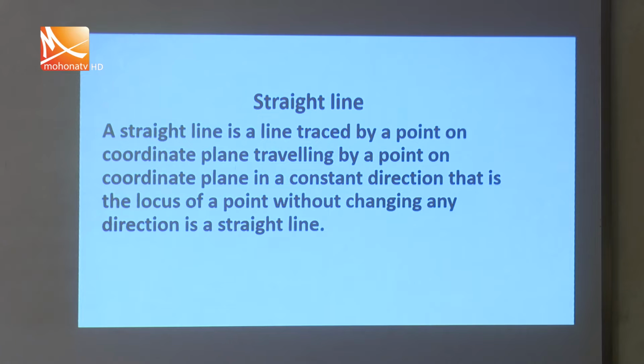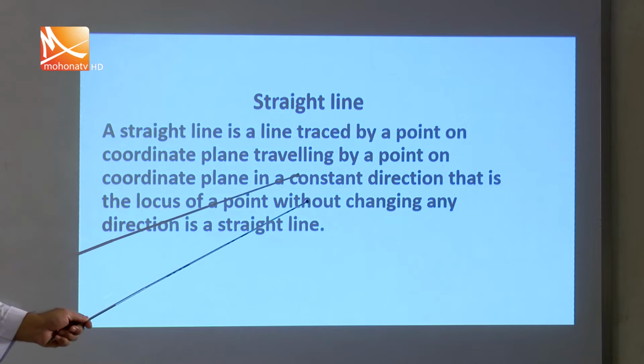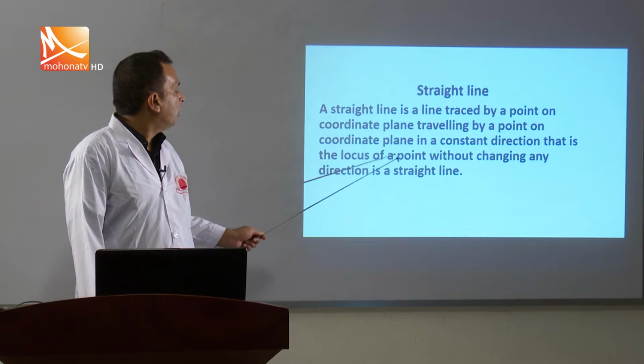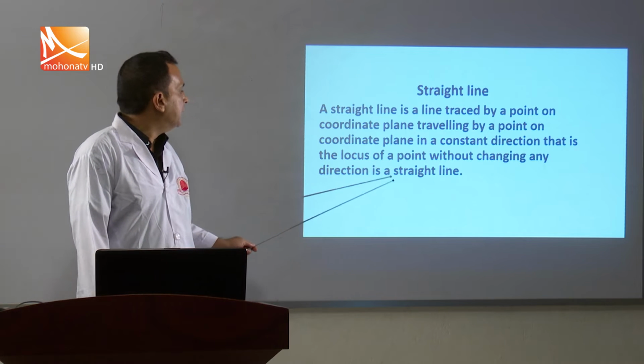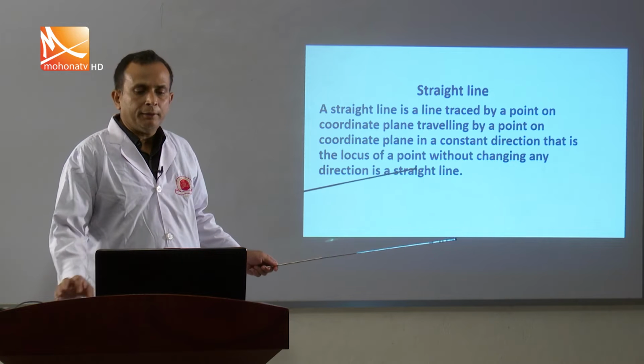At first we are going to learn straight line. A straight line is a line traced by a point on a coordinate plane traveling in a constant direction, that is, the locus of a point without changing any direction is a straight line. Okay.